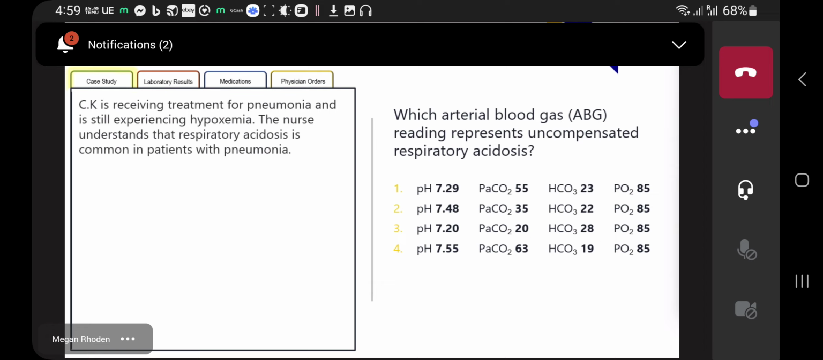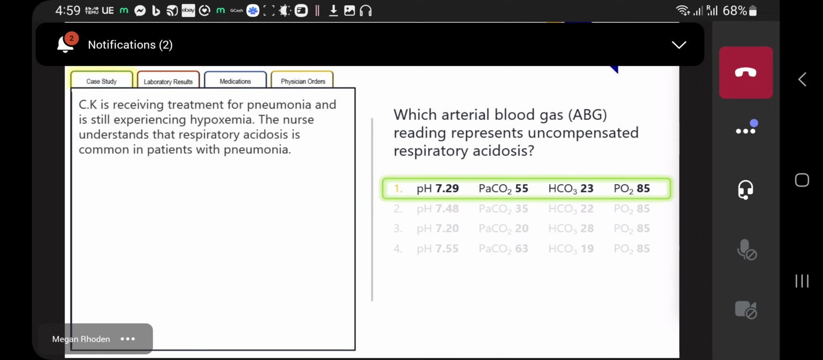Alrighty, guys. So for those of you who love ABGs as much as I do, you would know that number one is indeed the answer. Number two and number four can quickly be eliminated because these both represent alkalosis because of that pH level. That leaves number one and number three, and then we can go between a PaCO2 of 55 or a PaCO2 of 20. Number three does indeed represent metabolic acidosis. So when we are looking at uncompensated respiratory acidosis, number one is the correct answer.